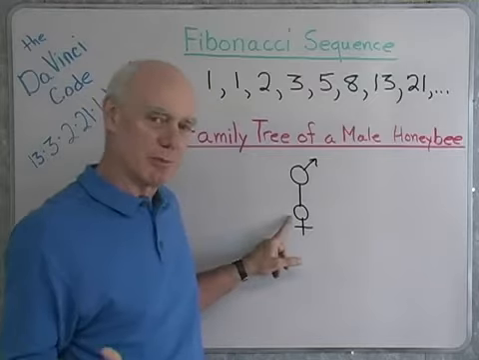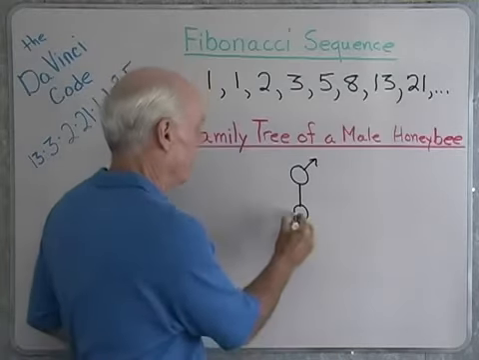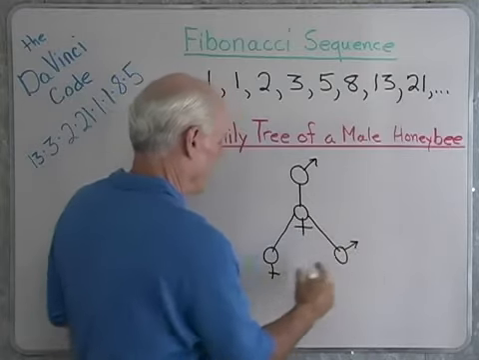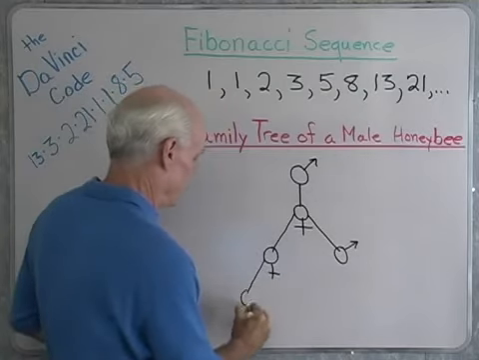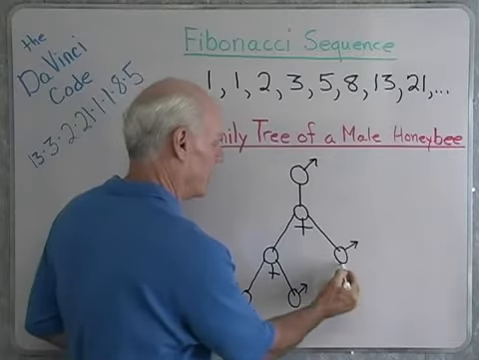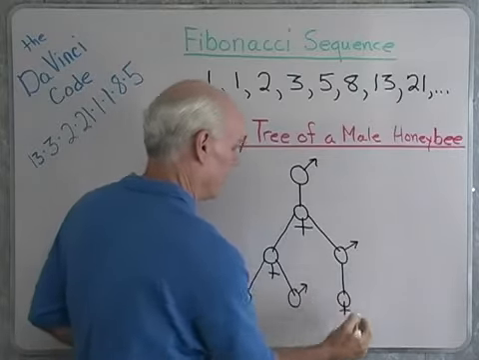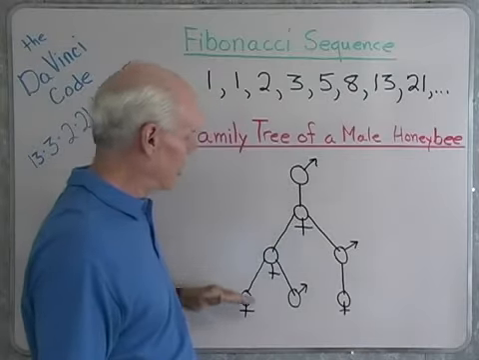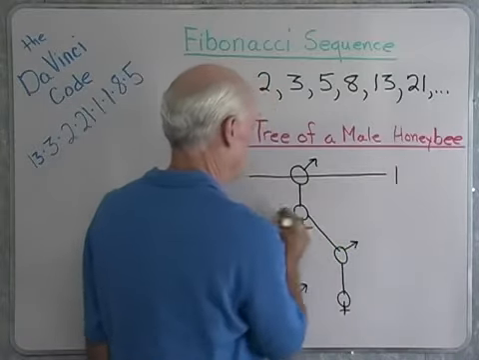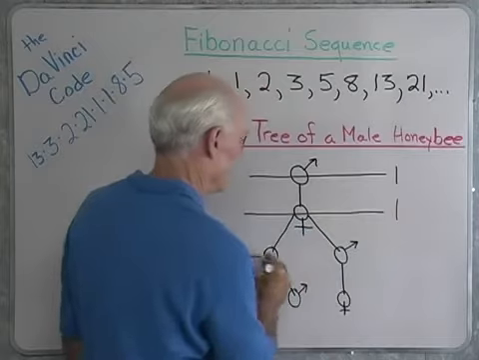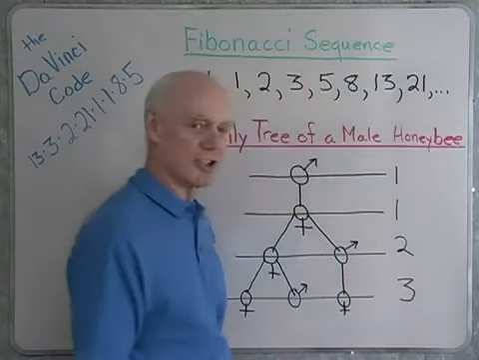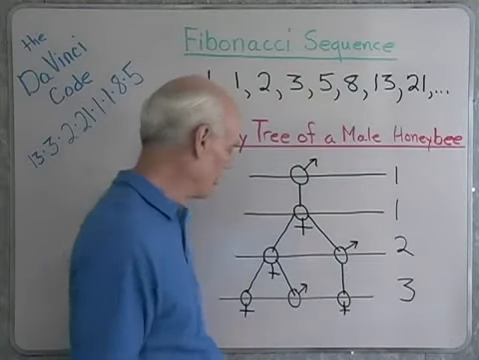Now that female comes from a fertilized egg, so it has two parents, a female and a male. That female has two parents, a female and a male, and that male has only one parent, a female. Now if I look at each generation in the family tree of a male honeybee and I count the number of bees, this is what I end up with. 1 bee in that generation, 2 bees in that generation, 3 bees in that generation. Looks like it's the start of the Fibonacci sequence. Let's go one more generation.